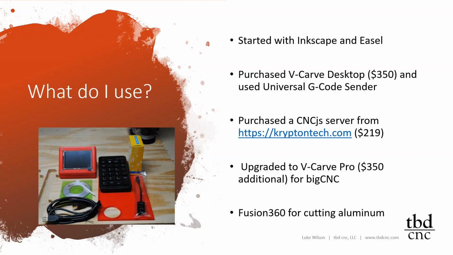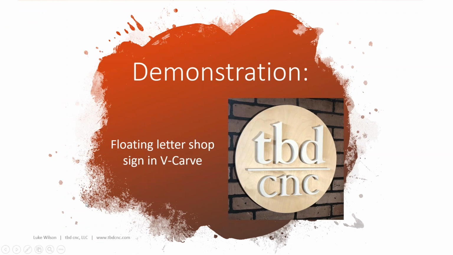And then I do use Fusion 360, especially for cutting metal. Fusion 360 has some tool paths that are specifically designed for cutting metal that V-Carve just doesn't have. And V-Carve's designed for wood. If you really want to get into doing a lot of cutting metal, you're going to have to land at Fusion 360, or you're going to have to make a lot of sacrifices as far as speed and things like that go. So from here, I'm going to do a little demonstration in V-Carve.